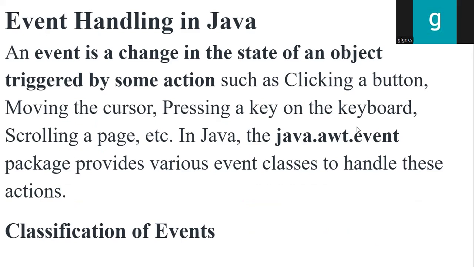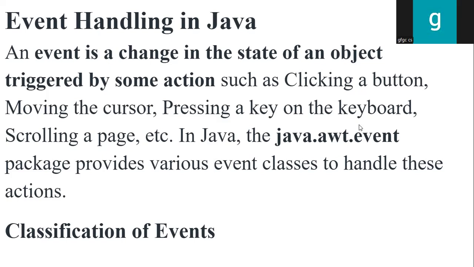Event handling in Java. An event is a change in the state of the object triggered by some action such as clicking the button, moving the cursor, pressing a key on the keyboard, scrolling the page, etc. In Java, the java.awt.event package provides various event classes to handle this action. In general, event handling is the change in the state of the object from one state to another. When we change from one state to the other state, then we are creating an event to the computer.